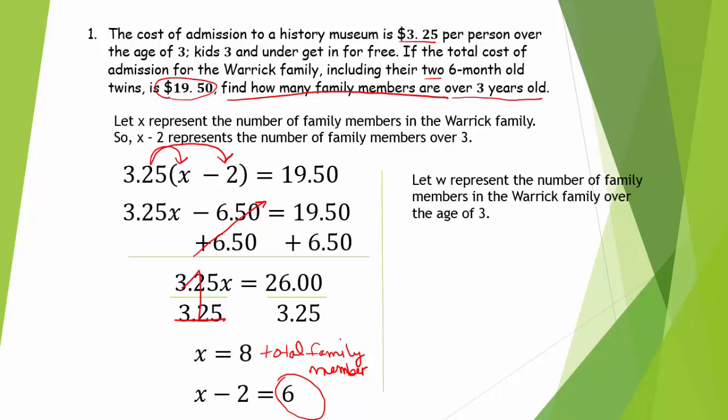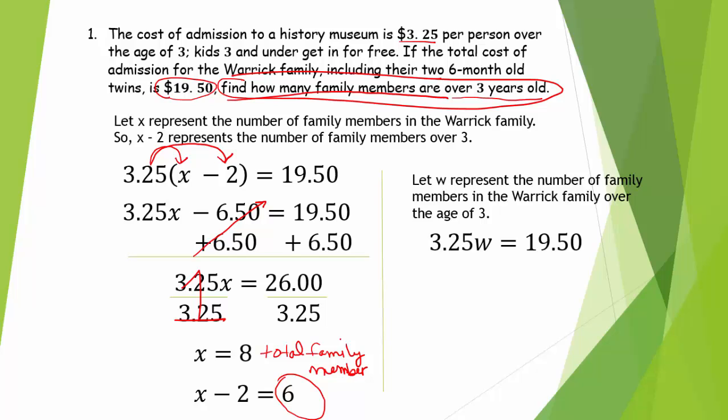I would have immediately let my W represent the number of family members over the age of 3, because that's what the problem was looking for. Find how many family members are over the age of 3. So that's what I would have let my W represent. Then I would have said, okay, 3.25 times however many family members are over the age of 3, our W, is going to equal what we pay.